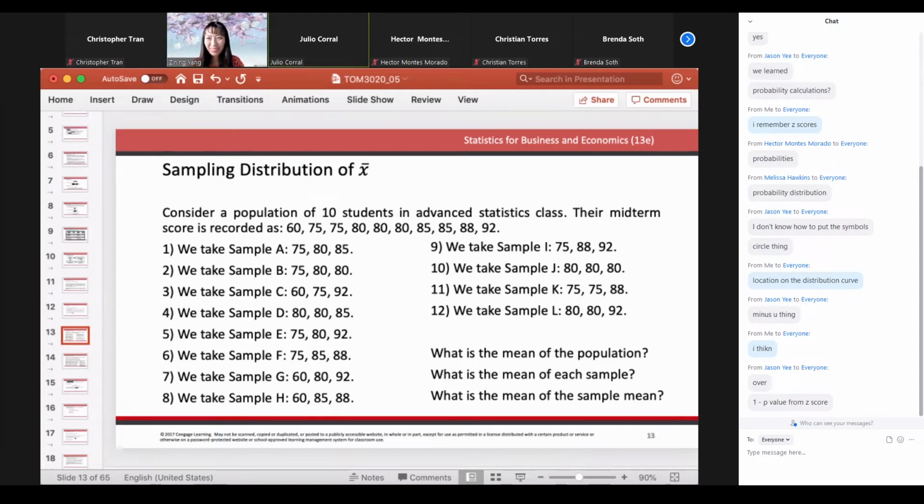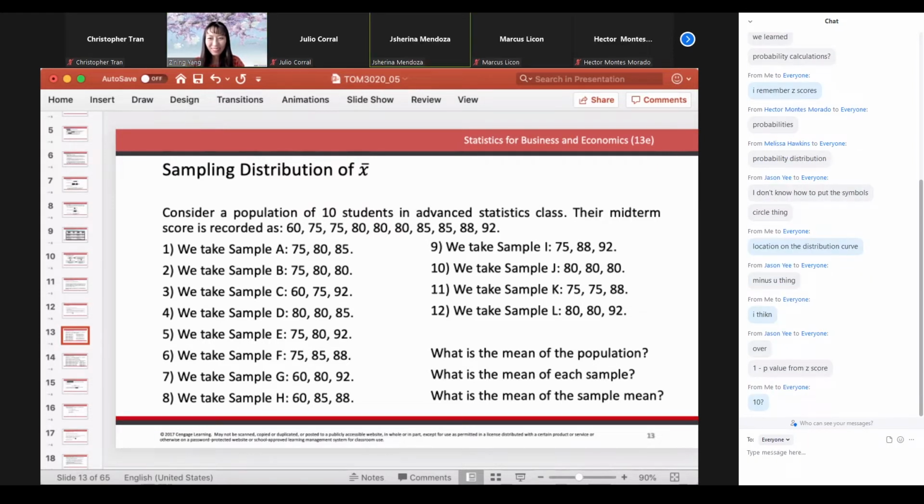The mean of the population is 72. And 72.5. No, you might have missed one number. What other number? 10? How did you get 10? Is it 80? Yes. Yeah, 80 is correct.